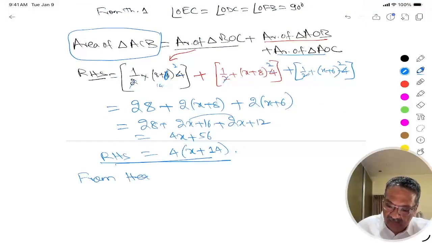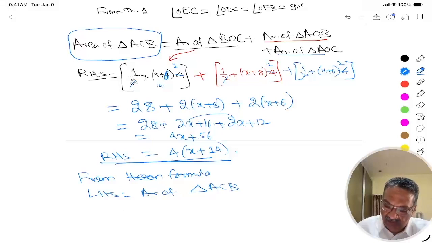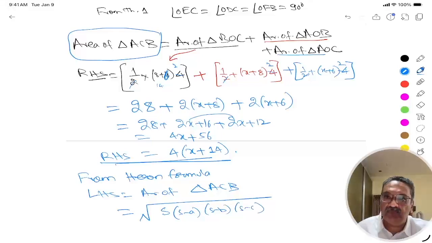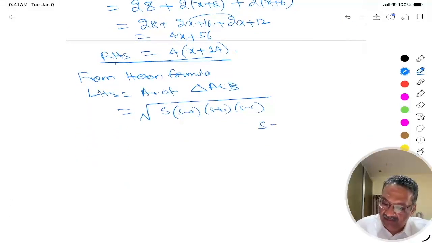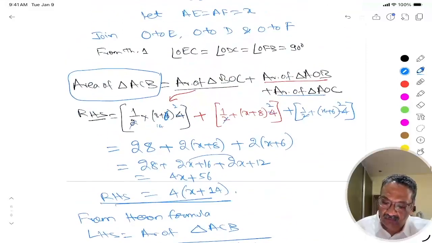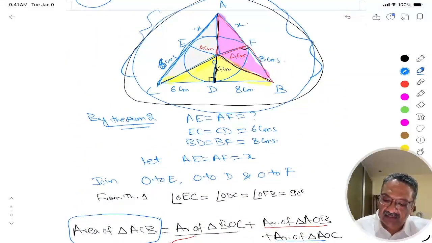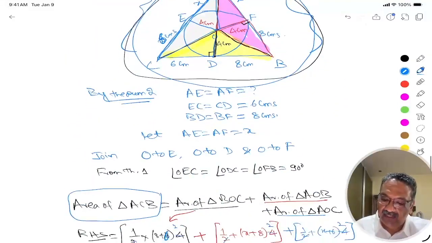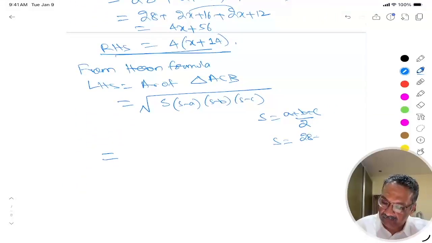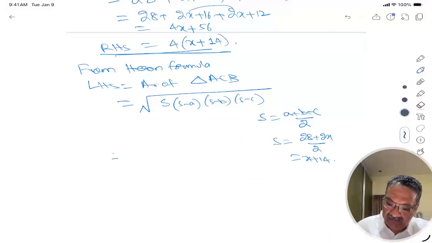From Heron's formula, LHS, area of triangle ACB is equal to square root of S into S minus A into S minus B into S minus C. So what is S? S is equal to semi-perimeter. So we have S is equal to sum of all these: 8 plus 6, 14. 14 plus 14, 28 plus 2x by 2 is equal to x plus 14, right? So we have S as x plus 14.